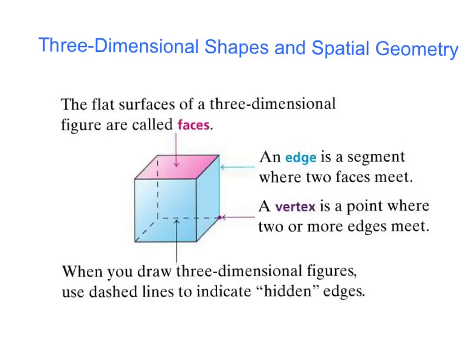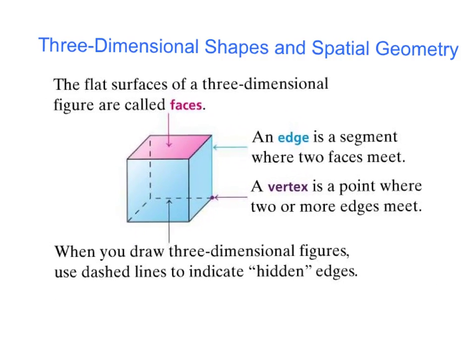Okay, a little bit of vocabulary. When we draw an object, in this case, we're going to look at a cube. Okay, so with this cube shape, the flat surfaces are called the face. So a cube has 1, 2, 3, 4, 5, and 6 faces.